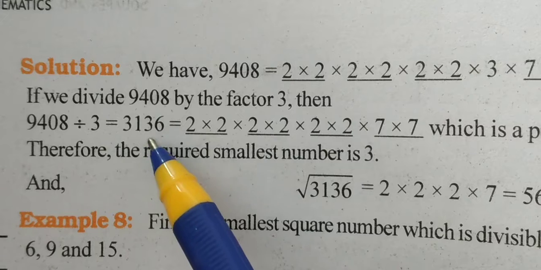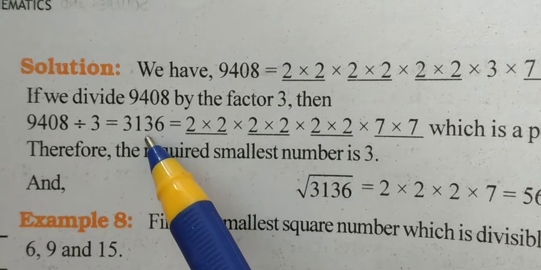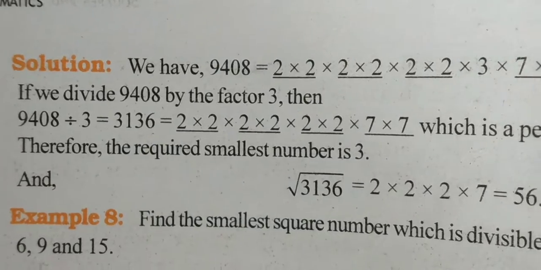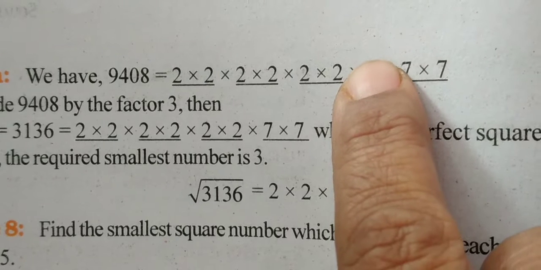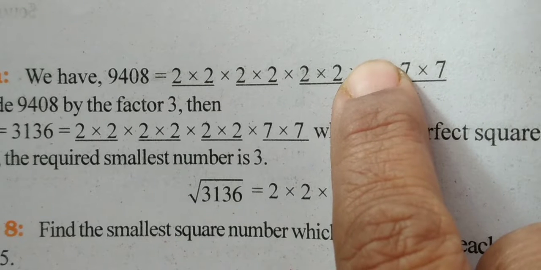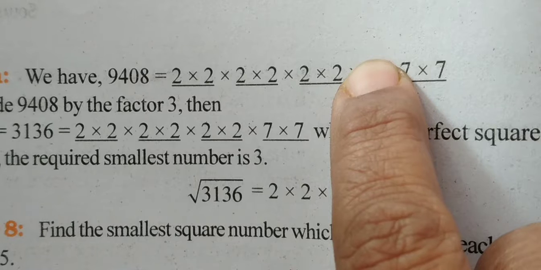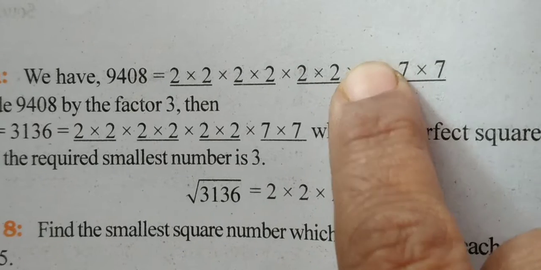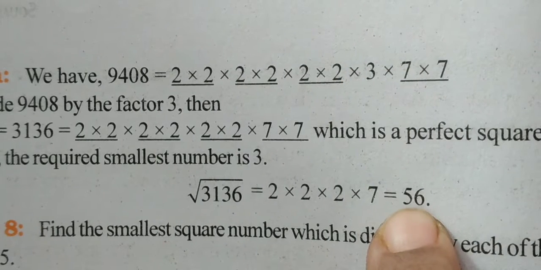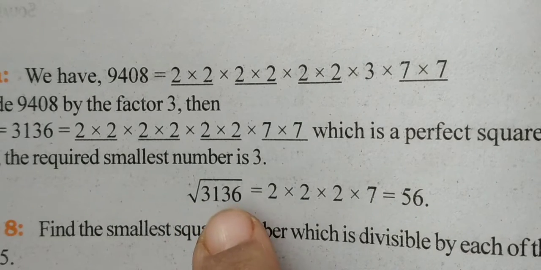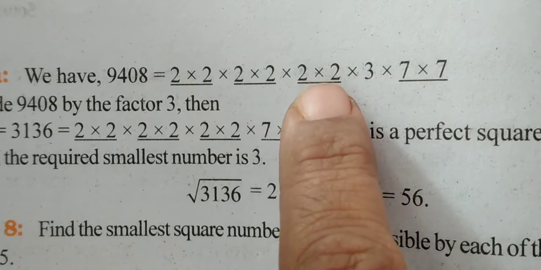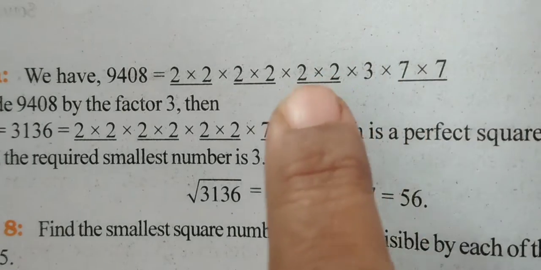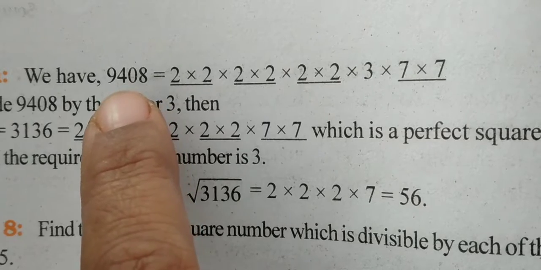So this is the actual number which is a perfect square. और अगर इस 3 को हम निकाल देते हैं, तो जो पेयर मिलता है उसी पेयर में से हम एक एक नंबर फैक्टर निकालेंगे और मल्टीप्लाई करेंगे, तो वो होगा आपका स्क्वायर रूट ऑफ 3136. यहाँ पे हम कोई फैक्टर इंक्लूड नहीं कर रहे हैं, हम एक्सक्लूड कर रहे हैं, इसलिए हम यहाँ पे डिवाइड कर रहे हैं.